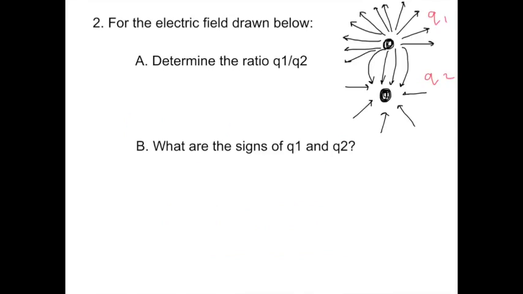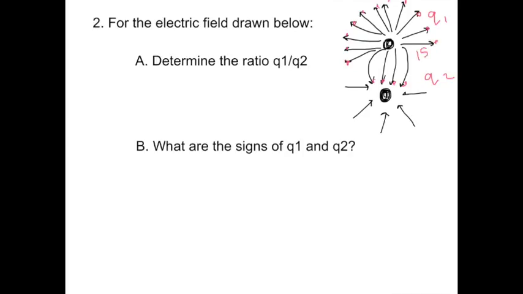Number 2. For the electric field drawn below, A, determine the ratio Q1 over Q2, and B, what are the signs of Q1 and Q2? So we'll start with part A, which wants us to determine the ratio of these two charges. So I mentioned before that the number of arrows or lines that are drawn in a diagram are proportional to the strength of the charge. So in this case, for charge Q1, we have 1, 2, 3, 4, 5, 6, 7, 8, 9, 10, 11, 12, 13, 14, 15 arrows.